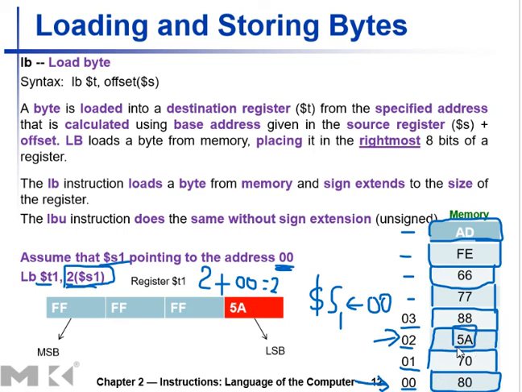So load the 5A. Where to load? Load the 5A in the rightmost 8 bits. This is register T1. So in the register T1, the rightmost 8 bits are now loaded with 5A. Why 5A? Address 2 contains 5A. So this is the idea of load byte.